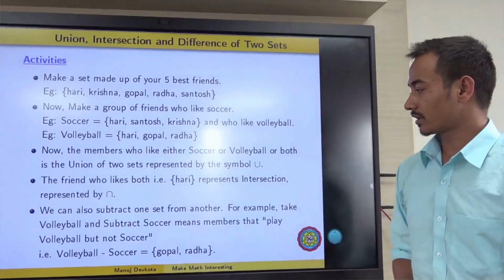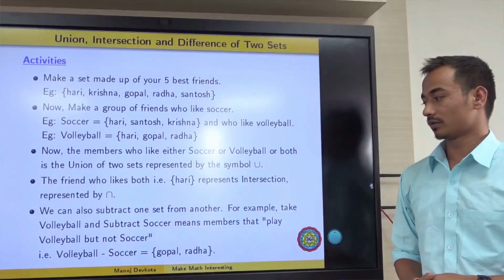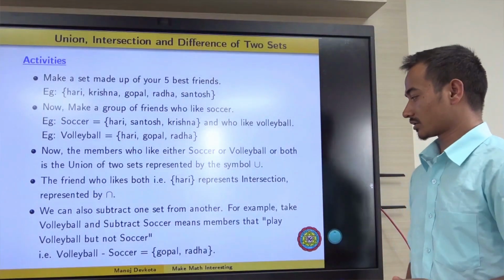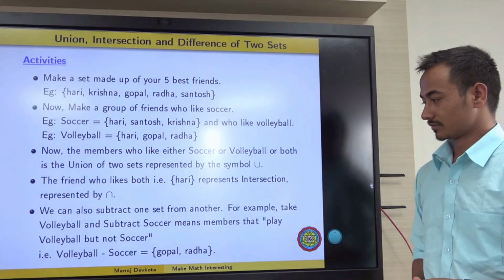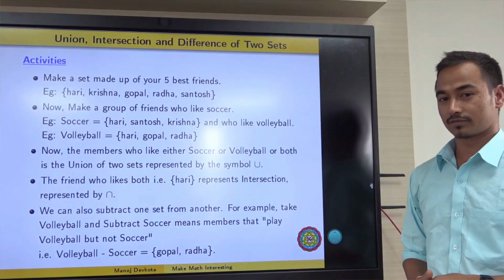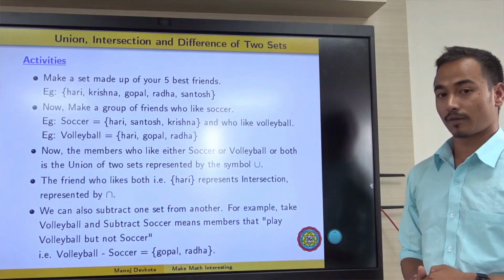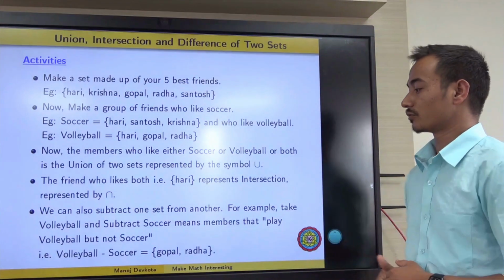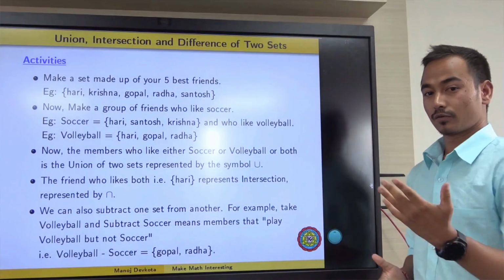Next, we can also subtract one set from another. How do we do this? For example, take volleyball and subtract soccer, meaning members that play volleyball but not soccer. So volleyball minus soccer means subtracting soccer from volleyball. The members who play only volleyball are Gopal and Radha in my case, right? What is in your case?